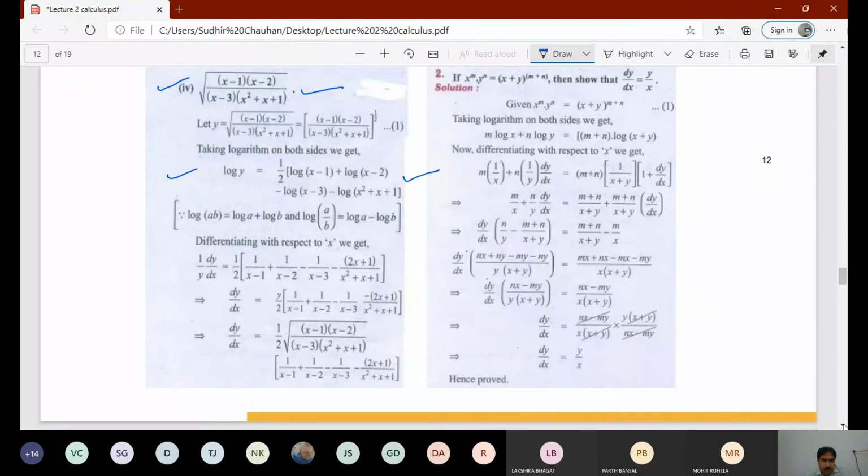Now it is a very simple formula. Log ab is this, and log a upon b is here. So now we can differentiate with respect to x. It is 1 upon y times dy by dx. So log (x minus 1), differential is 1 upon x minus 1. Log (x minus 2), 1 upon x minus 2, and so on. Then we can shift this y to the right hand side, and then we can put the value. So original value of y is under root (x minus 1)(x minus 2) upon (x minus 3)(x square plus x plus 1). So this is y and this is the answer.